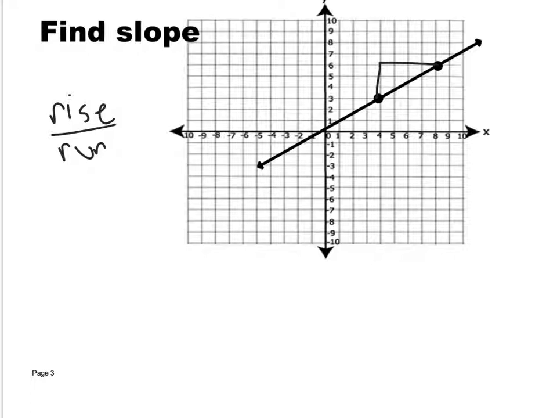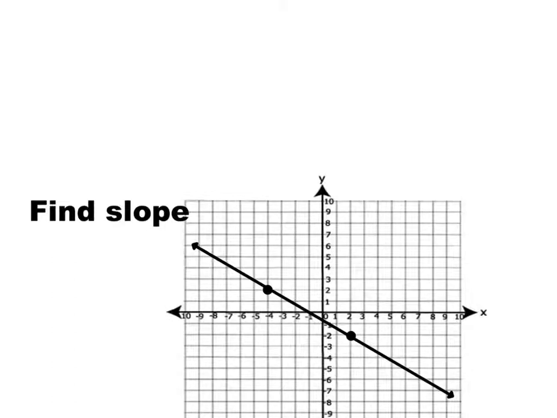Jaden, what would be the rise here? How far does this go up? If it starts here at 3 on the y and ends at 6, what would be the rise? 3. It went up 3, good. Alan, if it started here at 4 on the x and went to 8 on the x, how far did it go to the right? 4. So my slope is 3/4, because it went up 3 and over 4. So that is my slope. Any questions about that? Alright, you need to draw this line.